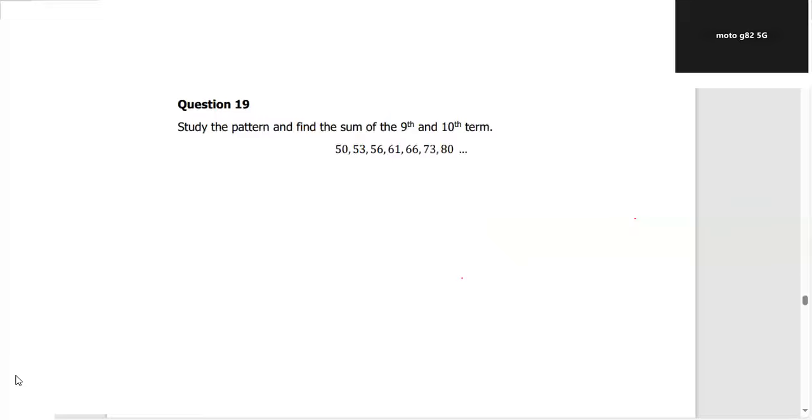Question number 19. Study the pattern and find the sum of the ninth and the 10th term. So let's look at the pattern here. Whenever we are doing a pattern, just write them and see what's the common difference. So here the difference is 3, which is plus 3. Then again plus 3. This is plus 4.